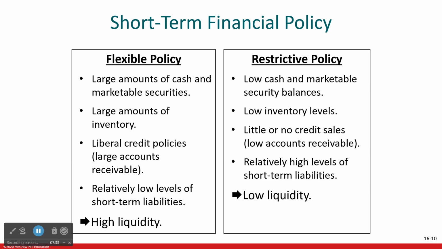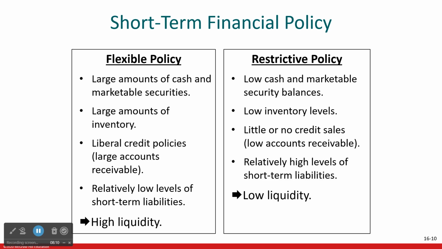Now, in most business senses, most businesses tend to steer away from the flexible policy and go more with the restrictive policy. Low liquidity, which means we have low cash, which means we're taking that cash and investing it in other things as quickly as possible. Low inventory, basically we're practicing just-in-time inventory. Little to no credit sales. This would be making sure that we're not extending credit to our customers. If you can't pay, we're not going to sell it to you. And then we have a high level of liabilities. The restrictive policy in an economic growth scenario makes sense.